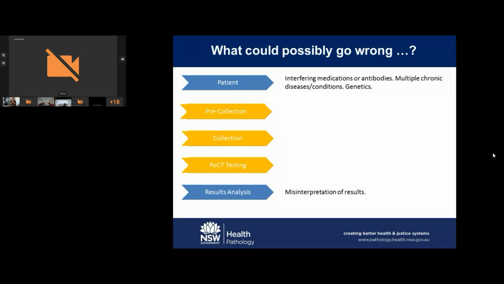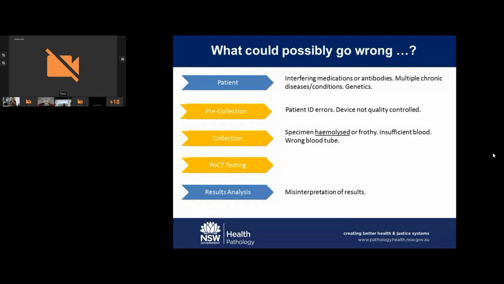In the pre-collection stage, ensure you've identified your patient as you would for any other routine blood collection. And if you're using a device that's not quality controlled, you simply can't be sure the results are going to be correct. In this case, please contact pathology to see if that device can be included in our statewide point of care quality system.